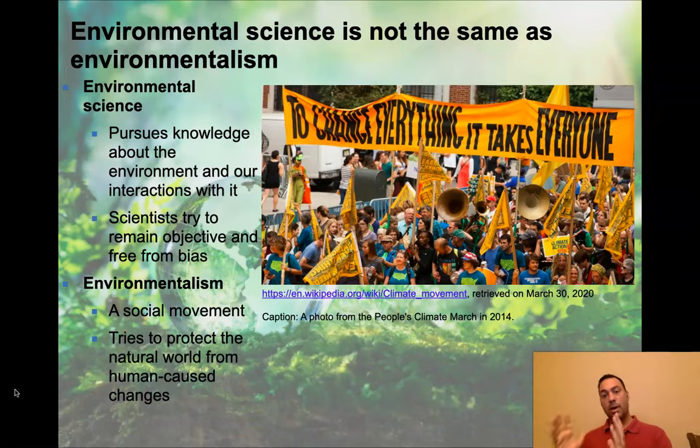As long as you understand that one is a series of actions, or it's a social movement, and the other one is an actual objective form of looking at the environment and the world in which we live, then you're kind of going to be okay going forward. If you're confused about that, you're going to get stuck on, wait a minute, I thought this class was about saving the whales, or I thought this class was about Greenpeace.